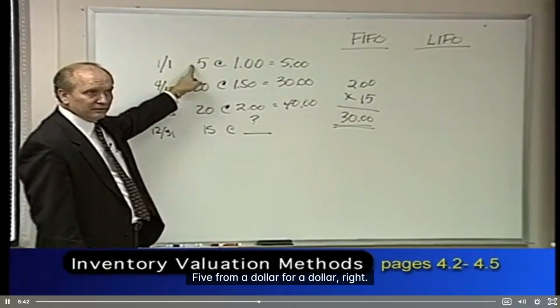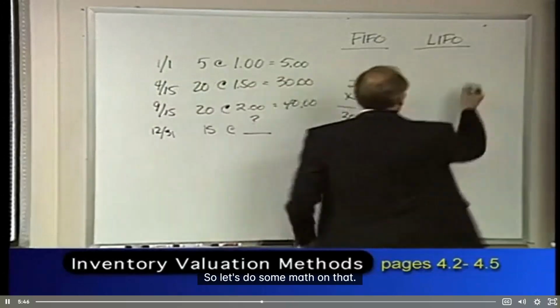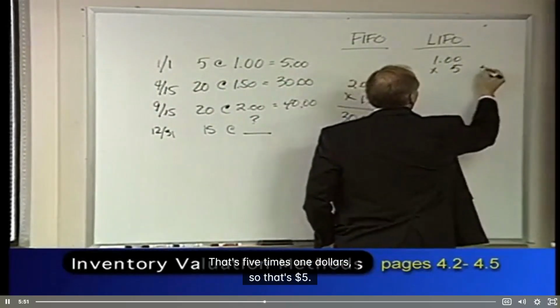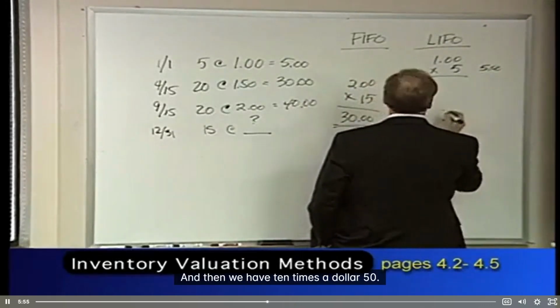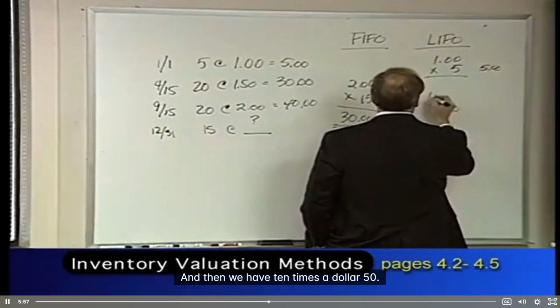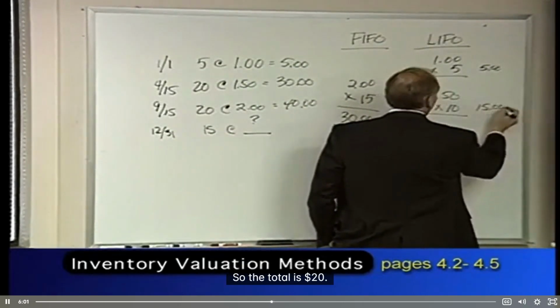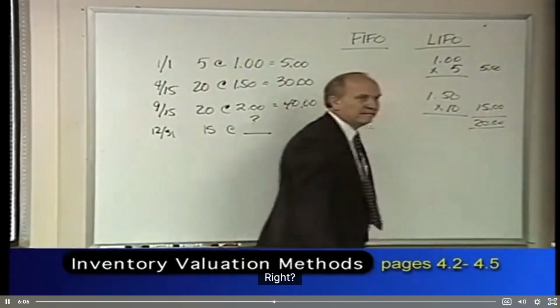5 from $1 for $1, right? And 10 from $1.50. So let's do some math on that. That's 5 times $1, so that's $5. And then we have 10 times $1.50. So that's $15. So the total is $20, right?